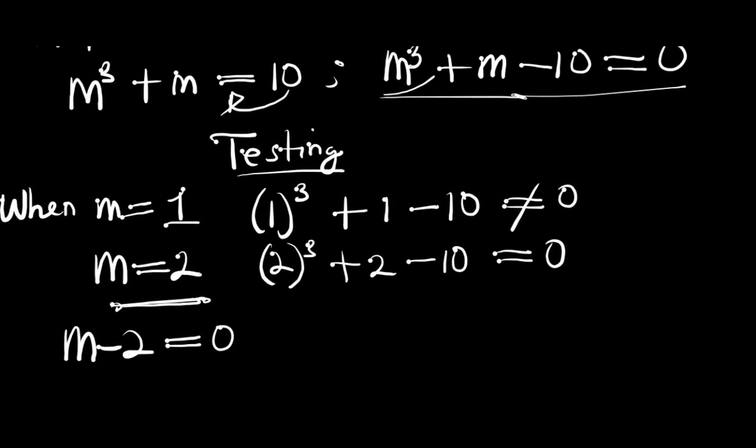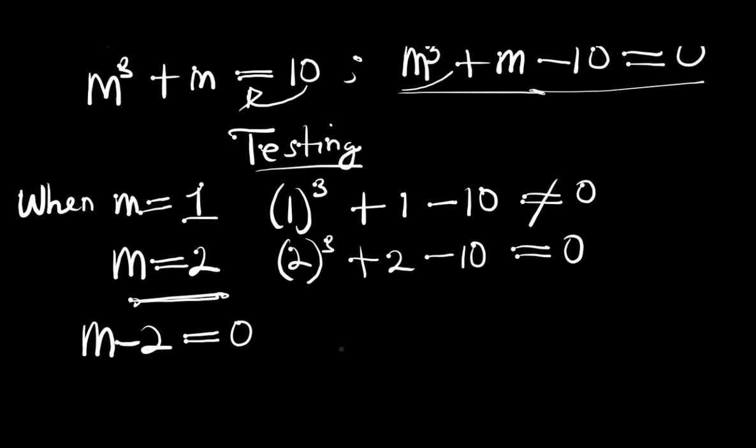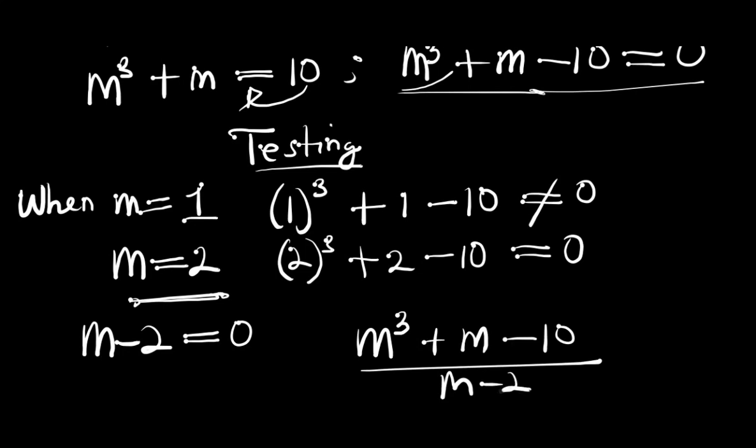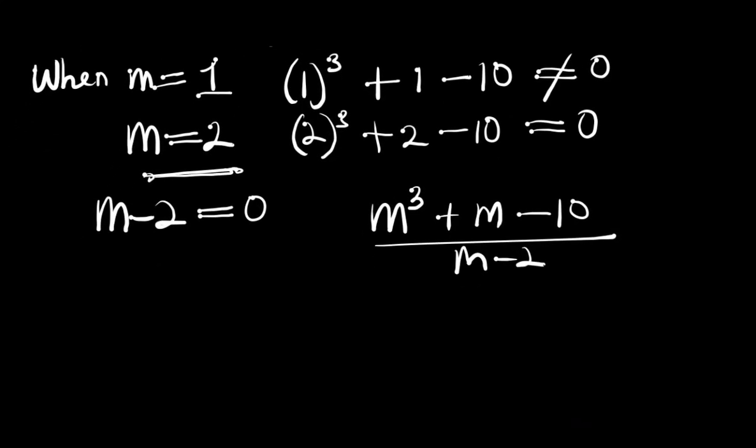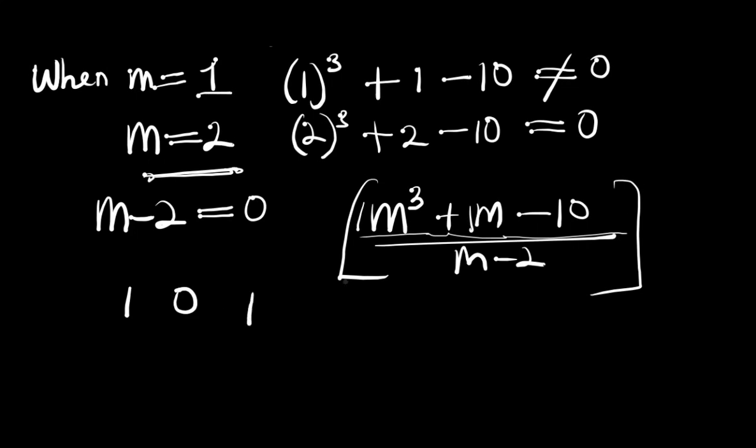Now let's find the other factors. What we are going to simply do is to divide. We have m power 3 plus m minus 10, and we divide by m minus 2. To carry out this division, we are going to make use of the synthetic method. Let's write out the coefficients of the numerator. This is 1, and there's no m power 2, so we have 0. Here we have 1, and the constant is negative 10.